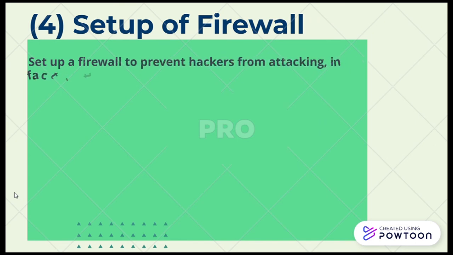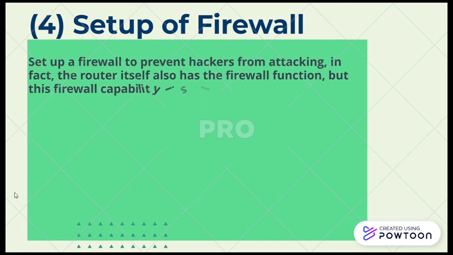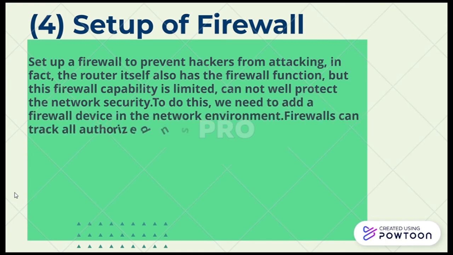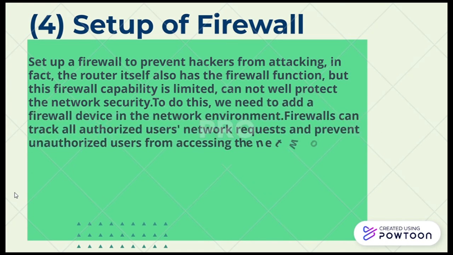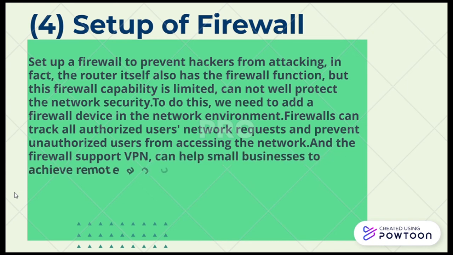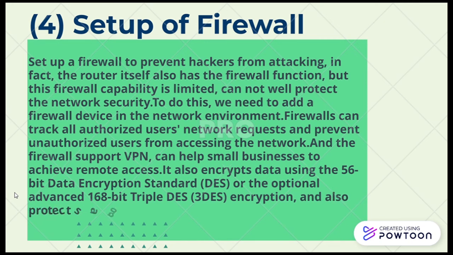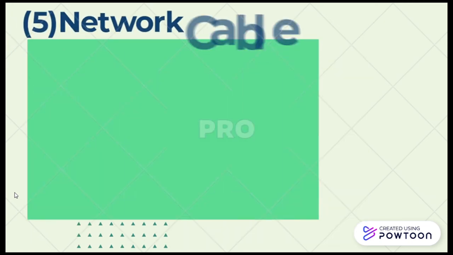Next is setting up a firewall. Set up a firewall to prevent hackers from attacking. In fact, the router itself also has a firewall function, but the firewall capability is limited. To do this, we need to add a firewall device in the network environment. It can allow all authorized user network requests and prevent unauthorized users from access.